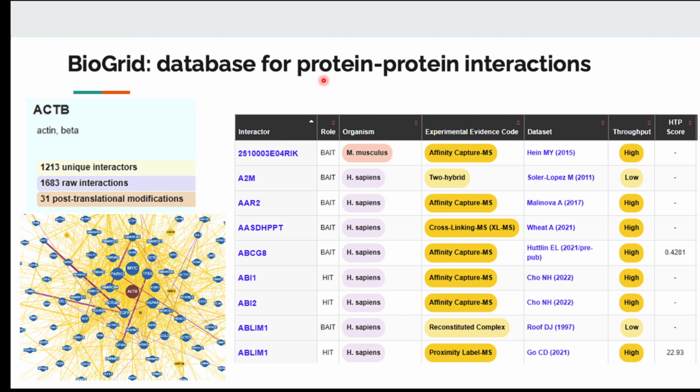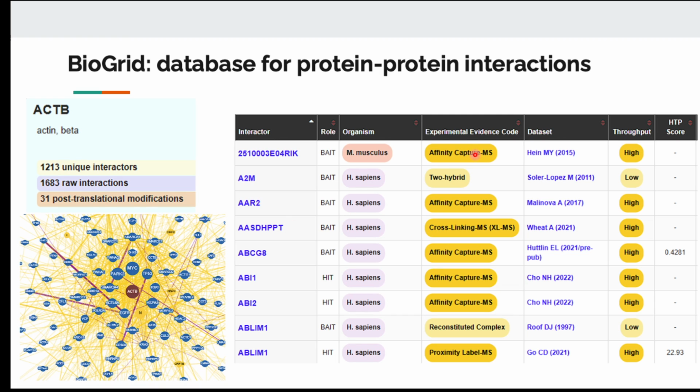So the first one is called BioGRID. If you go to BioGRID, you can search for a certain protein, and then they will give you all the other proteins that are known to interact, are known to bind to the target protein. And in BioGRID, they focus on experimental data.